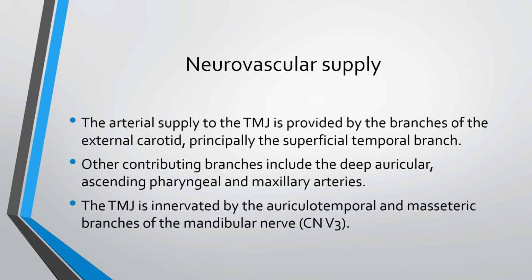So what is the blood and nerve supply of the temporomandibular joint? The arterial supply to the temporomandibular joint is provided by branches of the external carotid, principally the superficial temporal branch. Other contributing branches include the deep auricular, ascending pharyngeal and maxillary arteries. The TMJ is innervated by the auriculotemporal and masseteric branches of the mandibular nerve, CN V3.